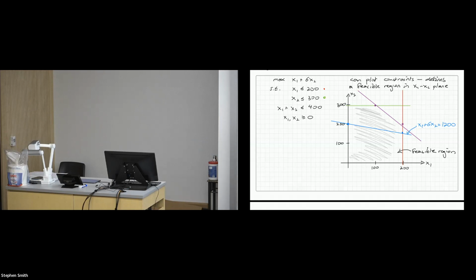As I move it up, it stays parallel to itself. What's the last point that gets touched in the region? Yeah, it's that pink, purple, whatever color on the green line there. So that last point is right here. That's going to be the last point I touch in the feasible region.